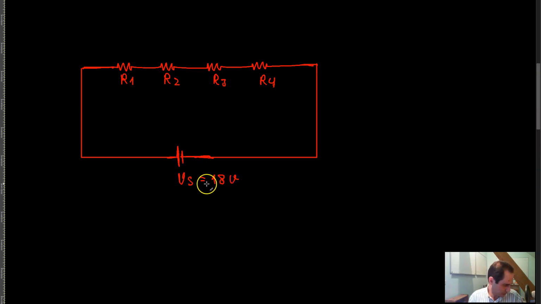And basically let's assume that R1 is equal to 100 ohm. Let's assume that R2 is equal to 22.0 ohm. R3 is equal to 33.0 ohm, and R4 is equal to 47.0 ohm, right?